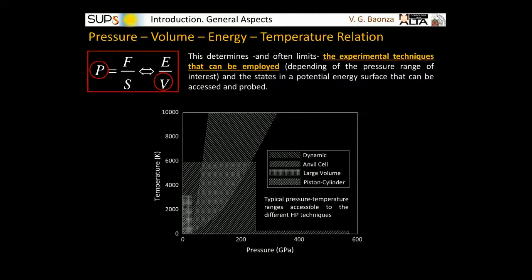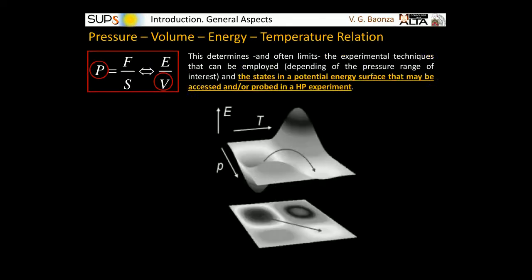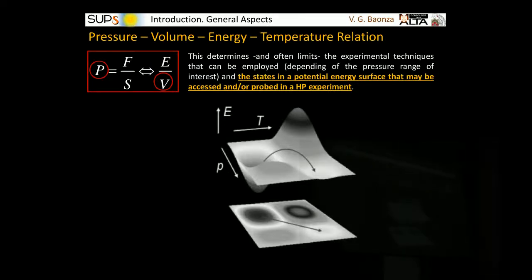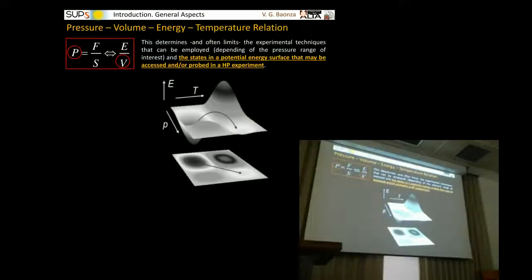So the idea, you cannot perform all the experiments under high pressure conditions, or at least under all the high pressure conditions. So the different techniques will be used in different studies and for different phenomena. Okay? That's a very important point, and you will have different examples here and along the school. And the other idea is that the connection between pressure, volume, temperature, and energy will limit the landscape in energy that we can probe, that we can access.